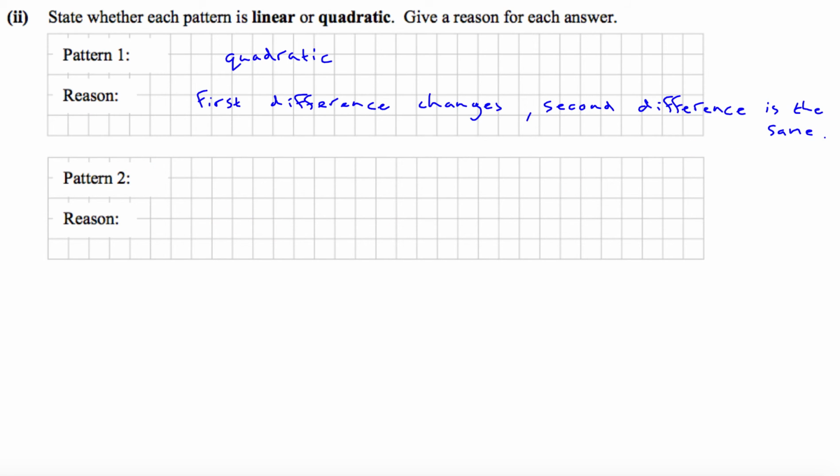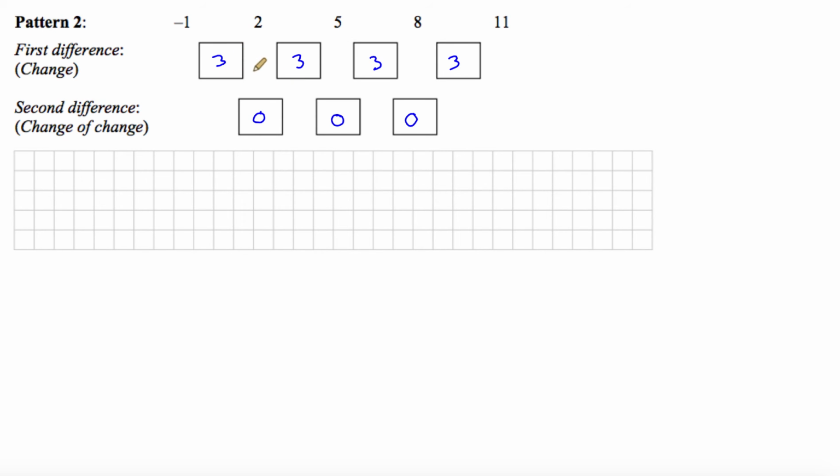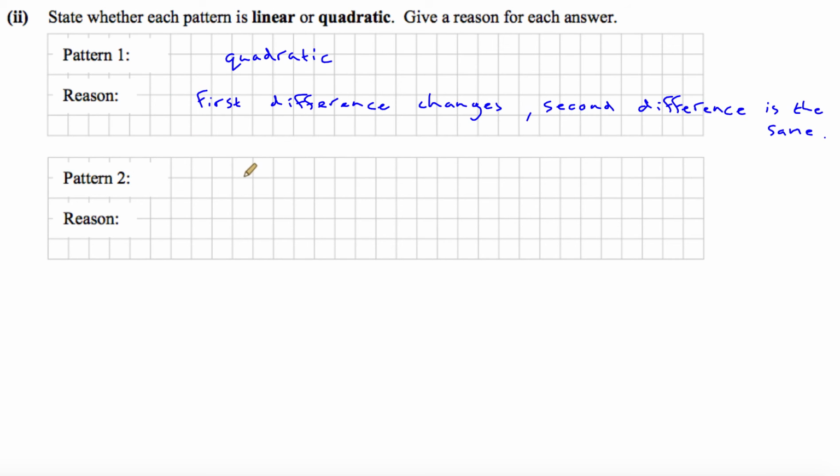Pattern 2, if we go back and have a look, we can see that the first difference is the same. And obviously the second difference then is also the same. But if the first difference is the same, that means it's a linear pattern. So for pattern 2, we're going to say it's linear because the first difference is the same.